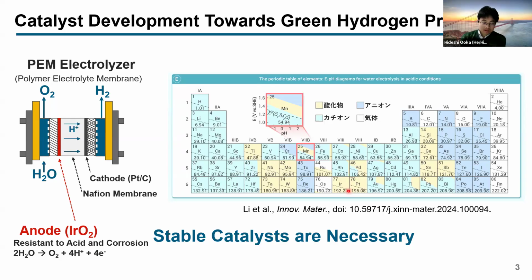So a huge problem in this field is how can we make catalysts which are alternative materials to this super rare metal iridium? Can we make something that's as good as iridium using some different metal?